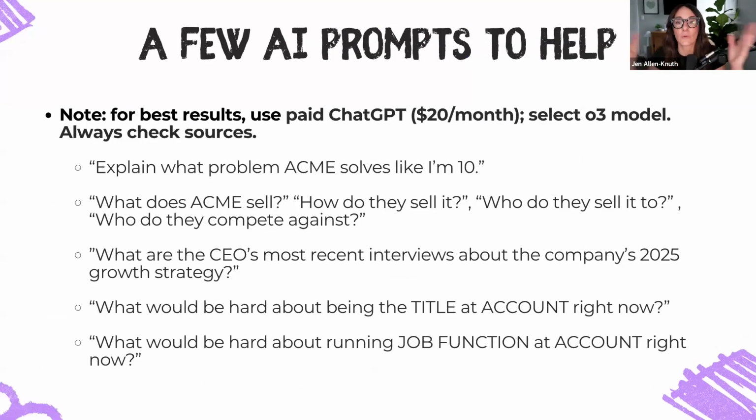So we're living in a world where we've got access to AI. I use ChatGPT. It's $20 a month. I select the O3 model. This is important. It's the best visualization of the results. So at the top left corner, if you use it, pick O3. Here are questions that I'm asking it.